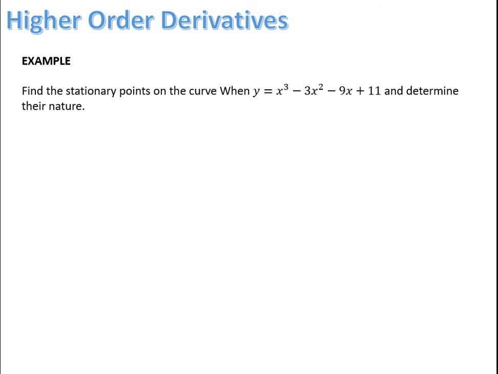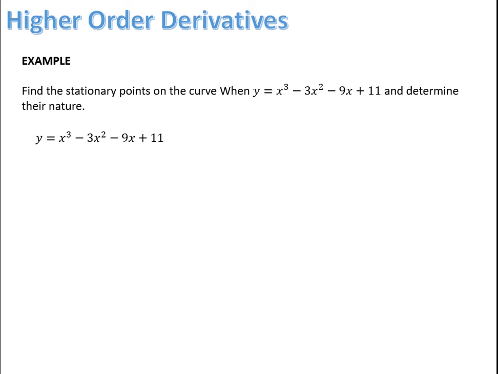Okay, so in terms of an example like this, we're going to find the stationary points on the curve when y equals x cubed minus 3x squared minus 9x plus 11 and determine their nature. So virtually a Higher question, and in fact, in Advanced Higher, they might say determine the nature by the second derivative. Either way, you're probably better off using the second derivative from now on.